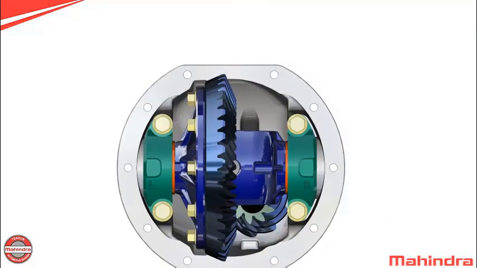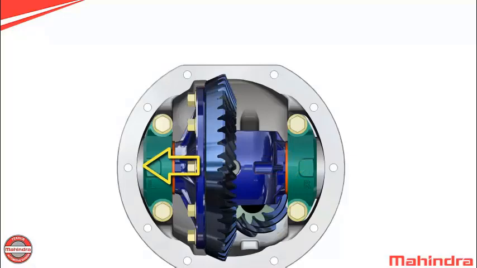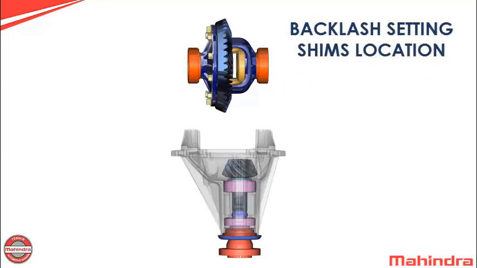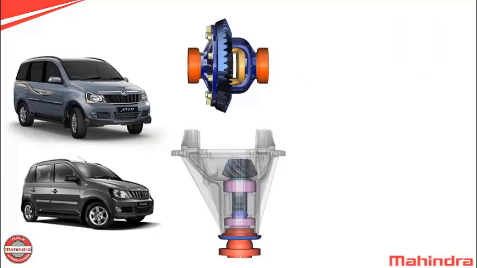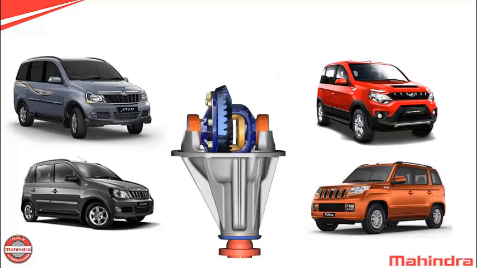High backlash is corrected by moving ring gear closer to pinion. Low backlash is corrected by moving ring gear away from pinion. These corrections are made by switching shims from one side of the differential case to the other. Backlash setting shims location: for Mahindra vehicles Xylo, Conto, Neosport and TUV300, the backlash setting shims are placed below the differential bearing cup in the gear carrier housing.